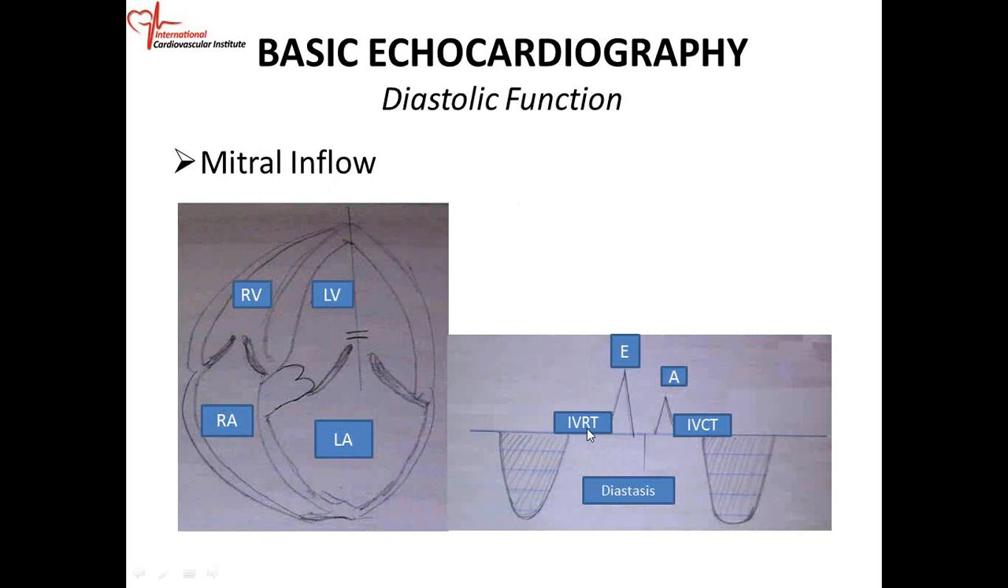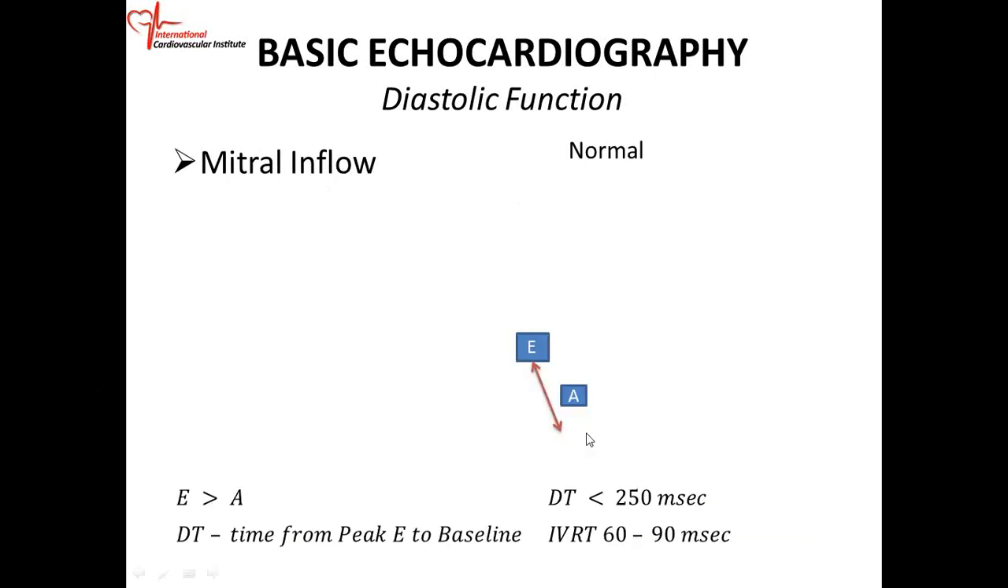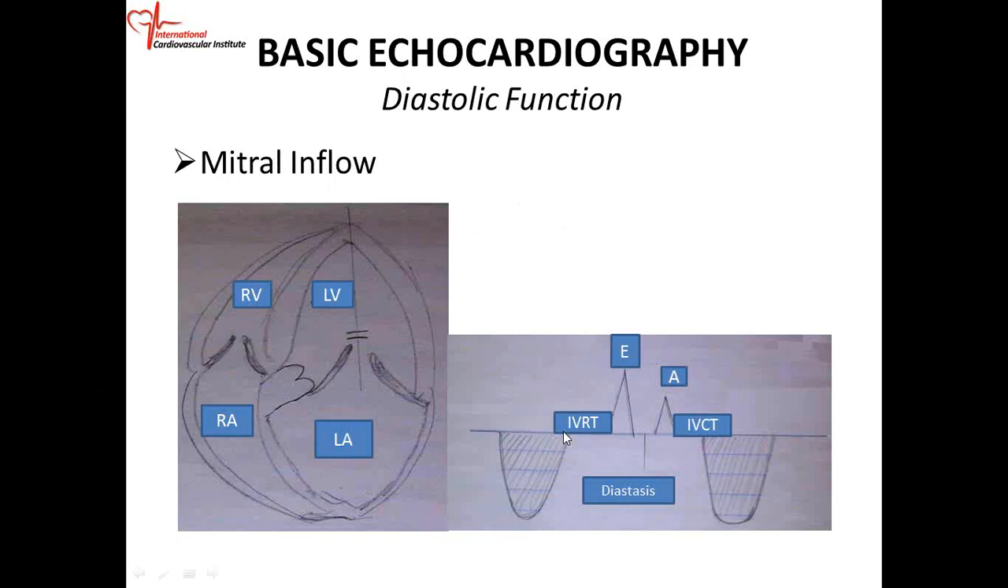You get your IVRT. So first, this envelope is the flow across the left ventricular outflow tract. Then when the aortic valve closes, the mitral valve is not yet open, so you have your IVRT. Mitral valve opens, blood is sucked in from the left atrium to the left ventricle. Okay, describing your E velocity.